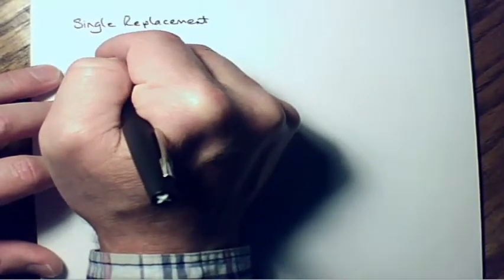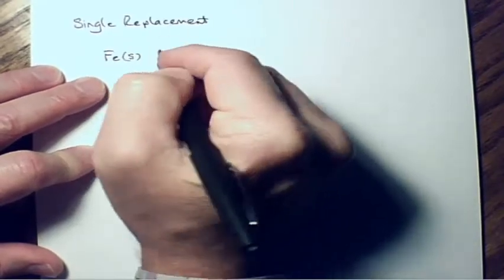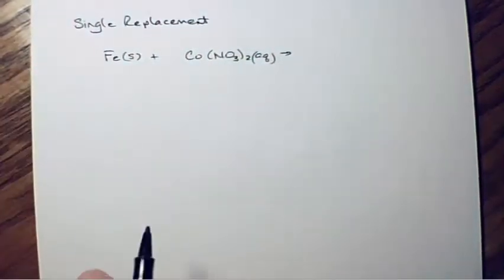You try this. Here's a potential reaction. Determine from what you know about the standard reduction potential list, or the activity series, if a reaction will occur. If a reaction will occur, show me what products are going to be created, and then balance that equation.